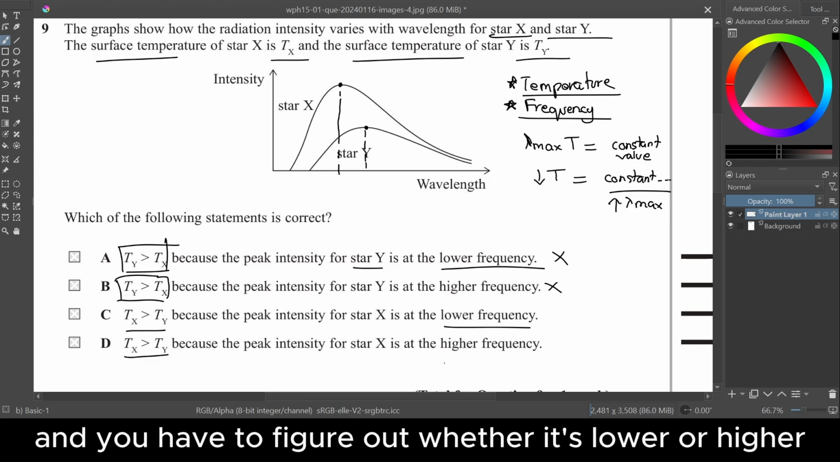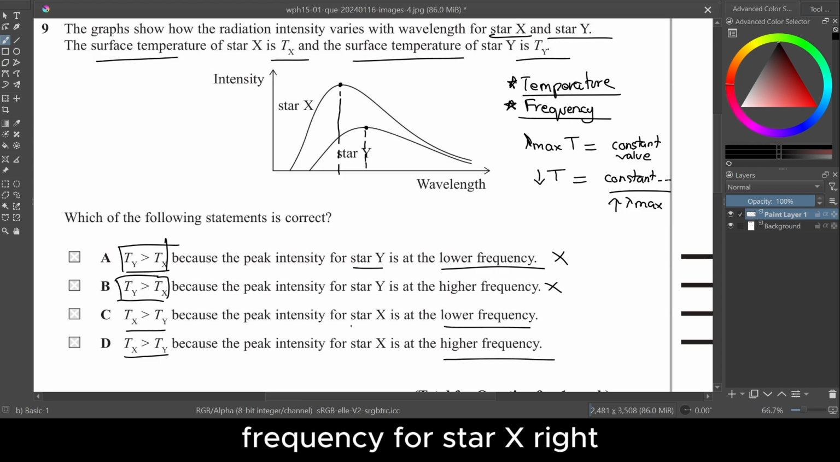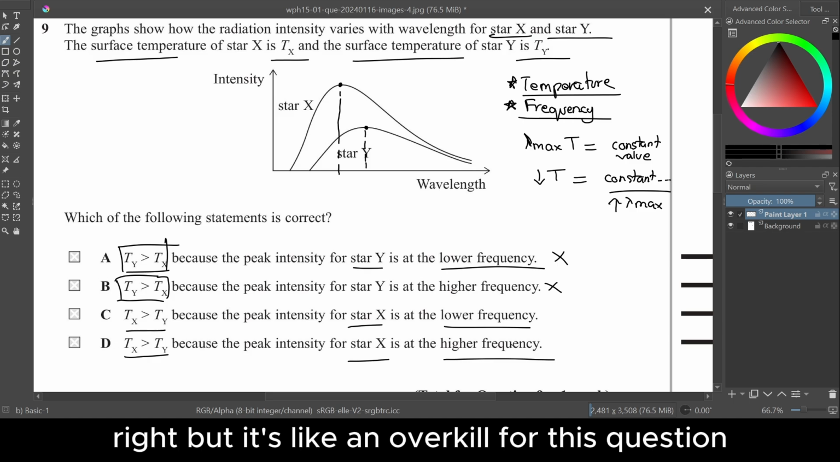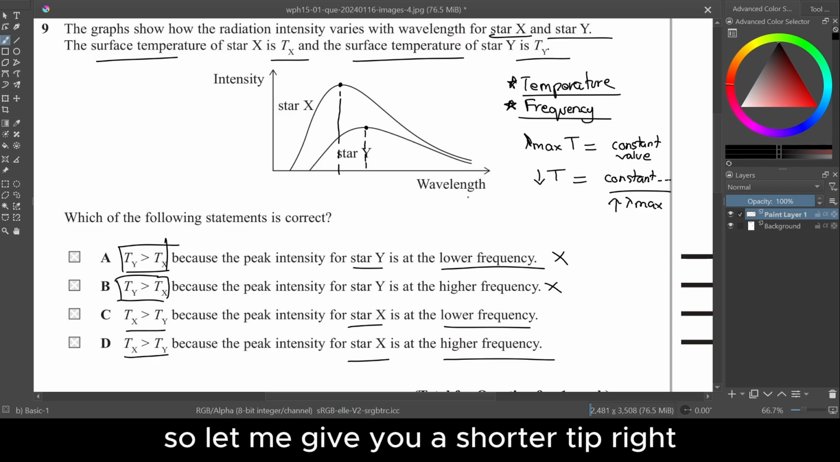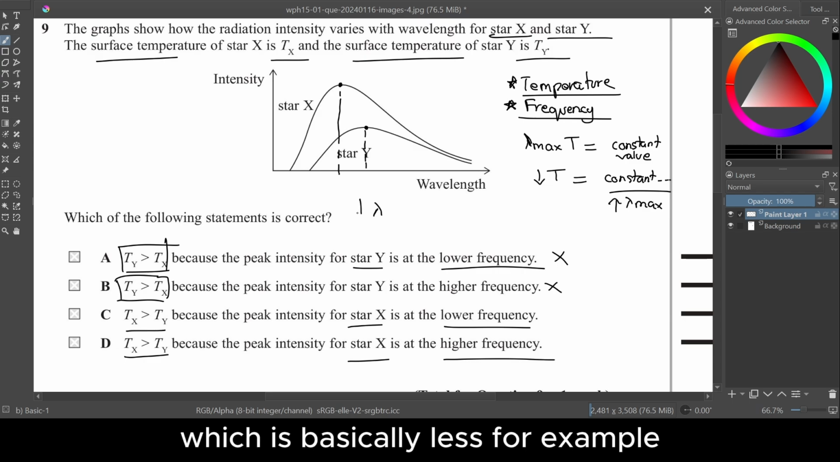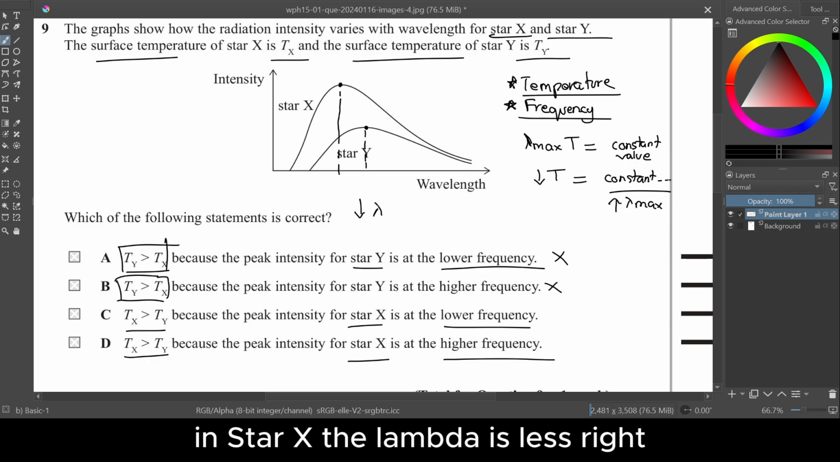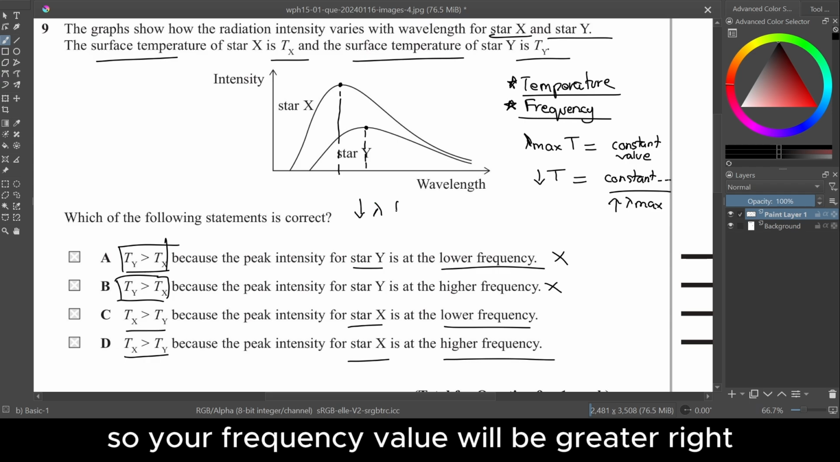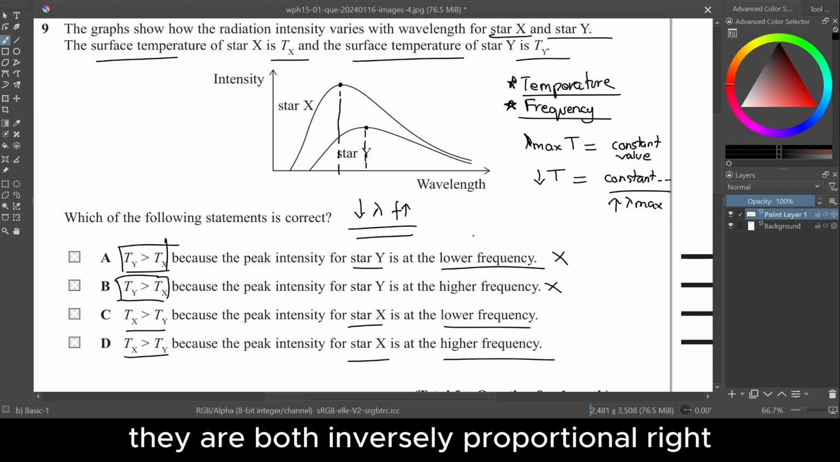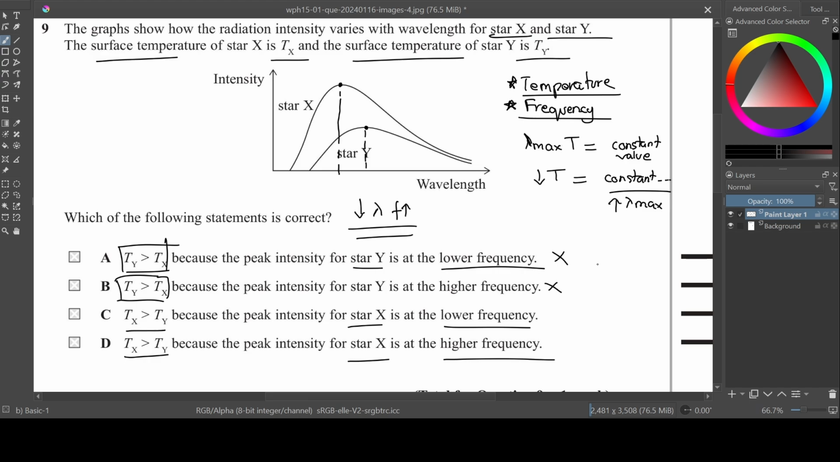And you have to figure out whether it's lower or higher frequency for star X, right? So I would have explained it to you through the electromagnetic spectrum, right? But it's like an overkill for this question. So let me give you a shorter tip, right? If you have lambda, which is basically less, for example, in star X, the lambda is less, right? So your frequency value will be greater, right? They are both inversely proportional, same as for the temperature.